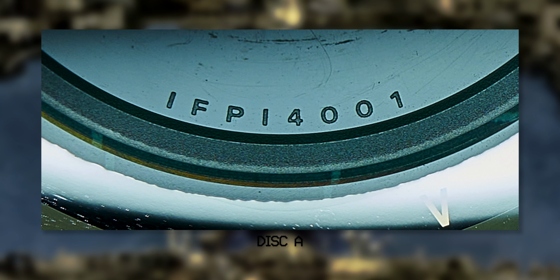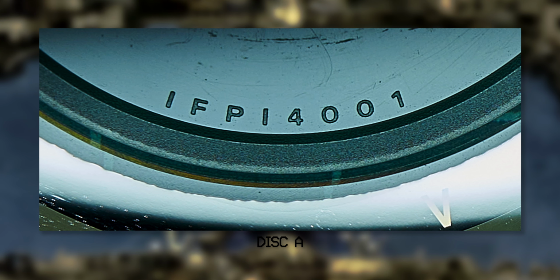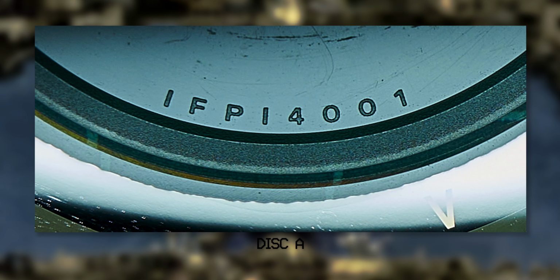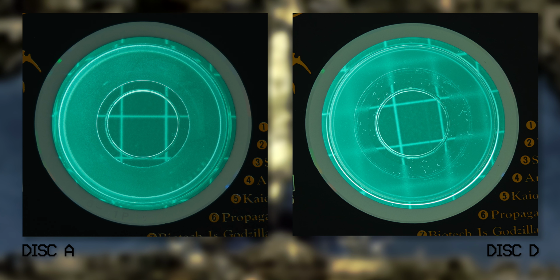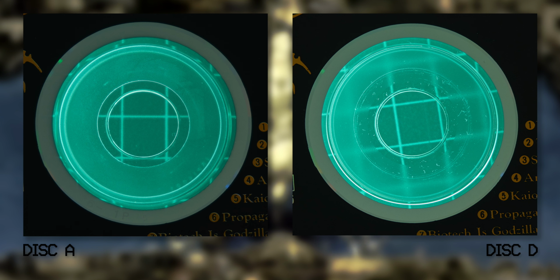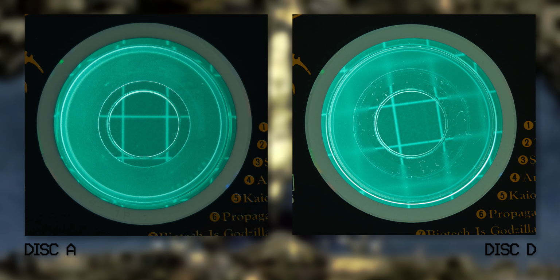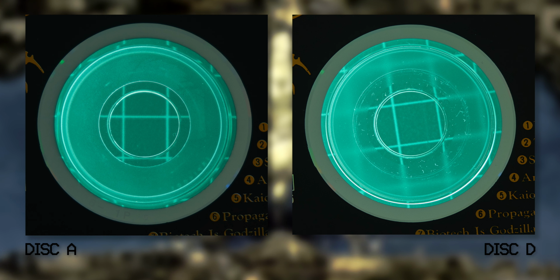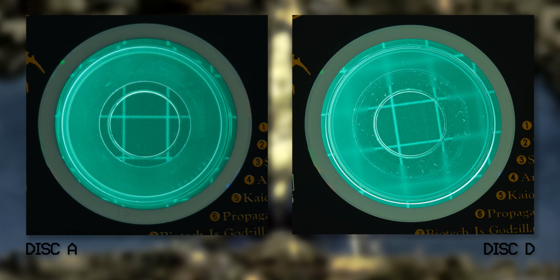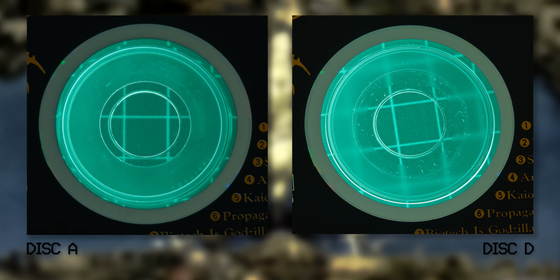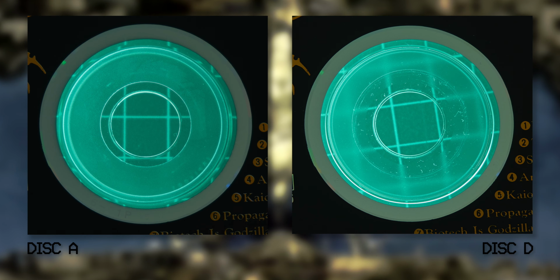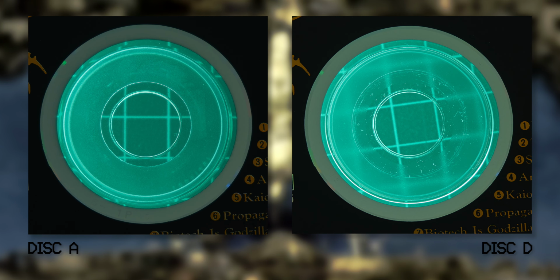The mold SID code, which is IFPI 4001, only appears on Disc A. It would be interesting to find out why it's missing on Disc D. Here you are looking at the side-by-side of the two hubs. Both discs have a translucent inner hub portion, however they vary slightly. When looking at the white edge of the hub, you can see the printing inconsistency. They are basically exactly the same on both discs, suggesting the same replication or printing press used, thus further reinforcing that these were manufactured in the same facility.